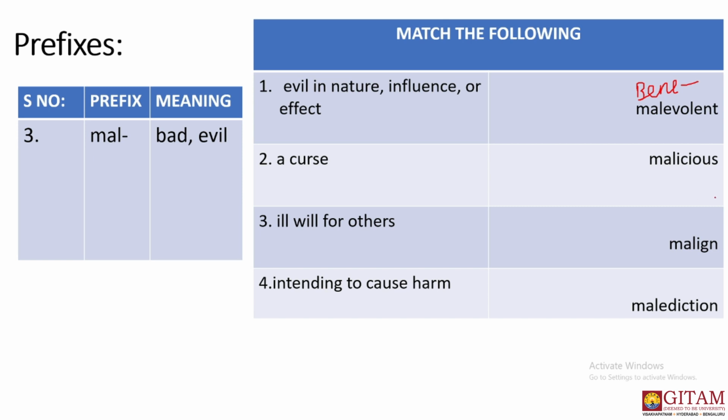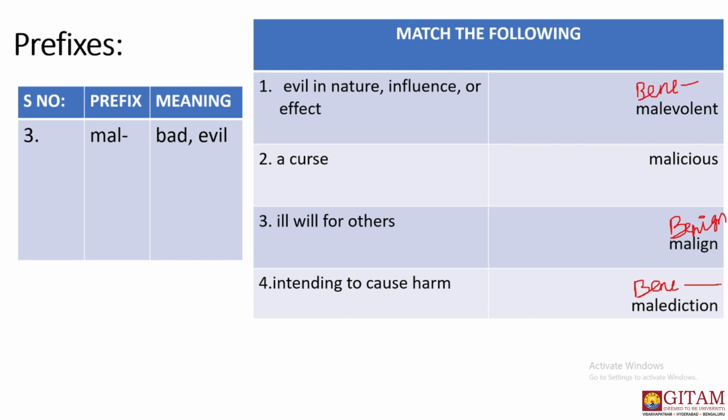Now see, malign. What is the opposite of benign? Benign. What is a benign tumor? Harmless. Then what is malign? Harmful. The very intention is to cause harm. Malediction. Now what is the opposite of malediction? Bene, benediction. Right?